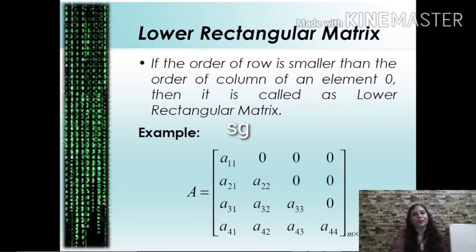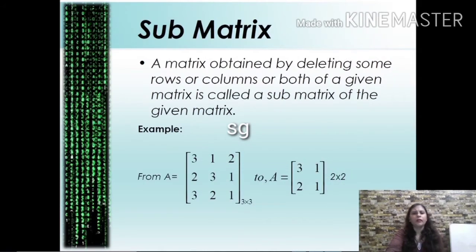Similarly, what will a lower triangular matrix be? The lower half will be non-zero, whereas the upper half will be 0. So this is a lower triangular matrix.